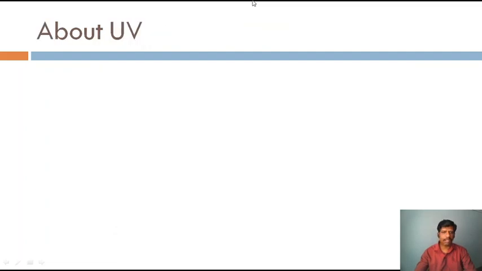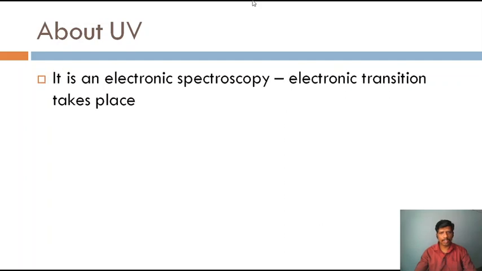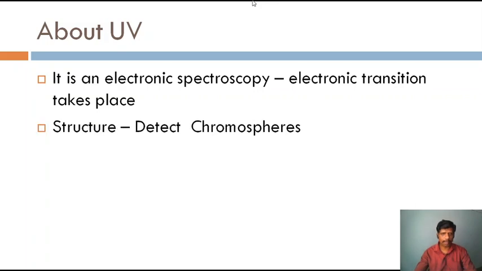Let us see about UV. It is an electronic spectroscopy, as I said earlier. It can make electronic transitions, and that too not all the electrons, only the electrons present in the valence shell. Those are labile, loosely bound electrons, susceptible to the UV radiation, where they can absorb UV radiation to go to the excited state. Inner electrons are not disturbed by UV or visible radiation, right?